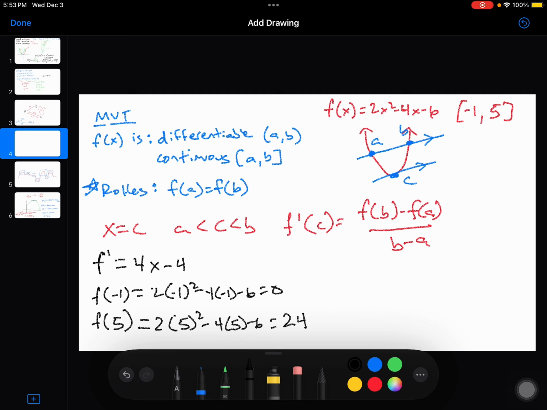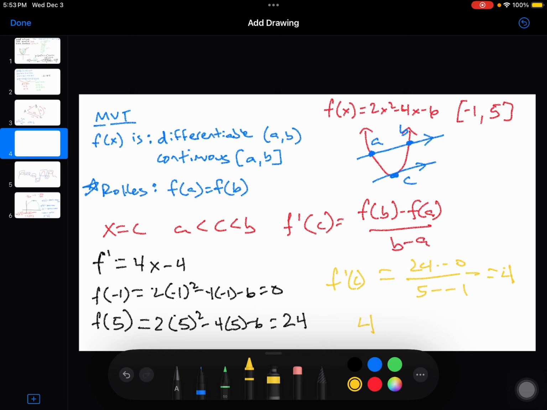But really, what we're finding again is the average rate of change between those 2 points. And so what we've got is f of b is going to be 24, that's our y2, minus f of a, which is 0. And we're going to divide that by 5, that's our x2, minus negative 1, which is our x1. 24 over 6 gives us 4. And then we're going to set our f prime equal to that and find the value of c.